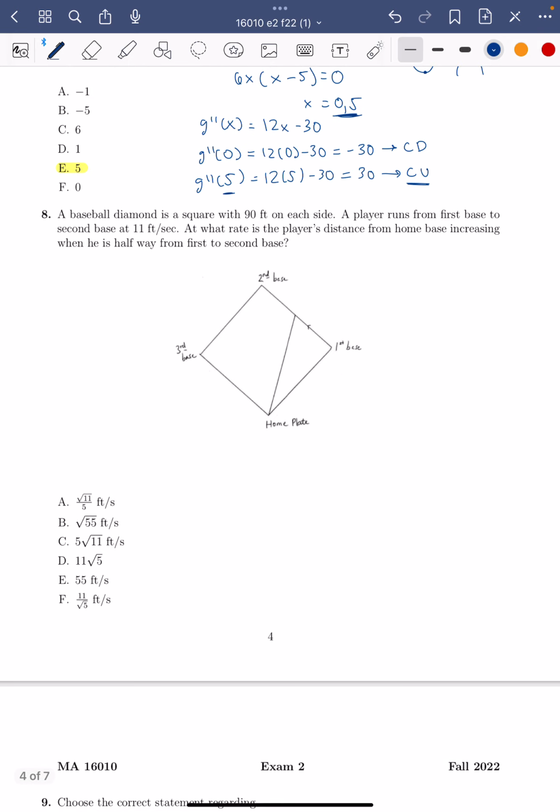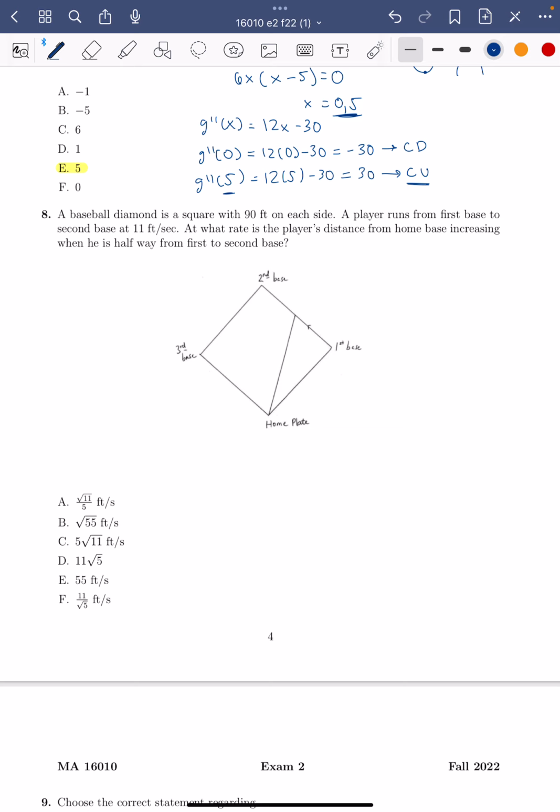Number 8. A baseball diamond is a square with 90 feet on each side. A player runs from first base to second base at 11 feet per second. At what rate is the player's distance from home base increasing when he is halfway from first to second base?